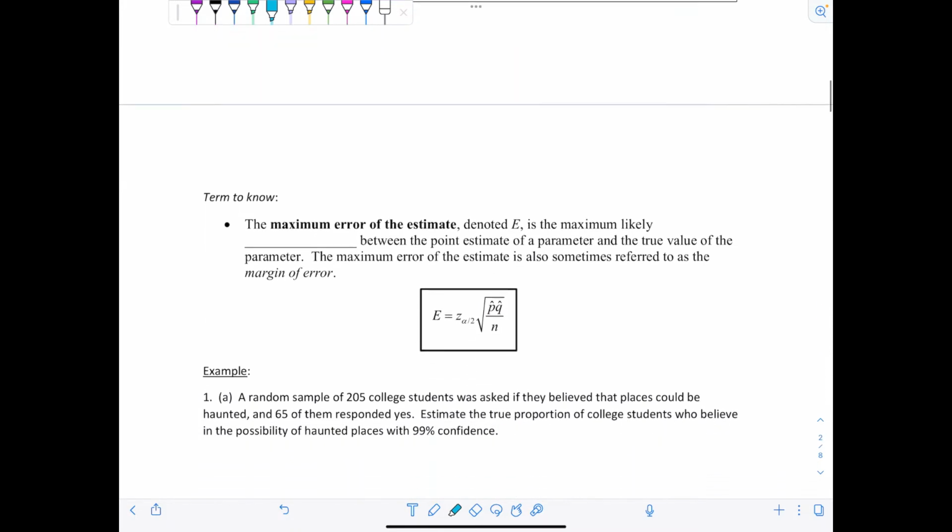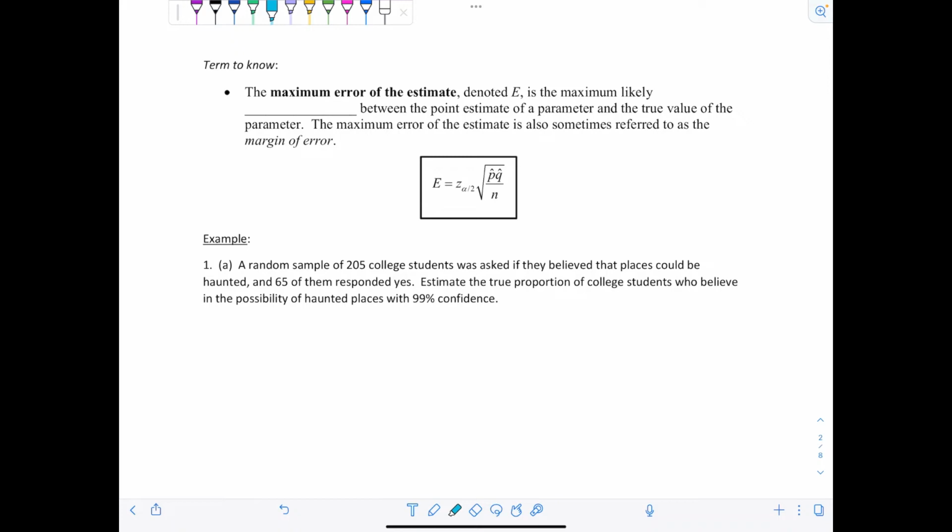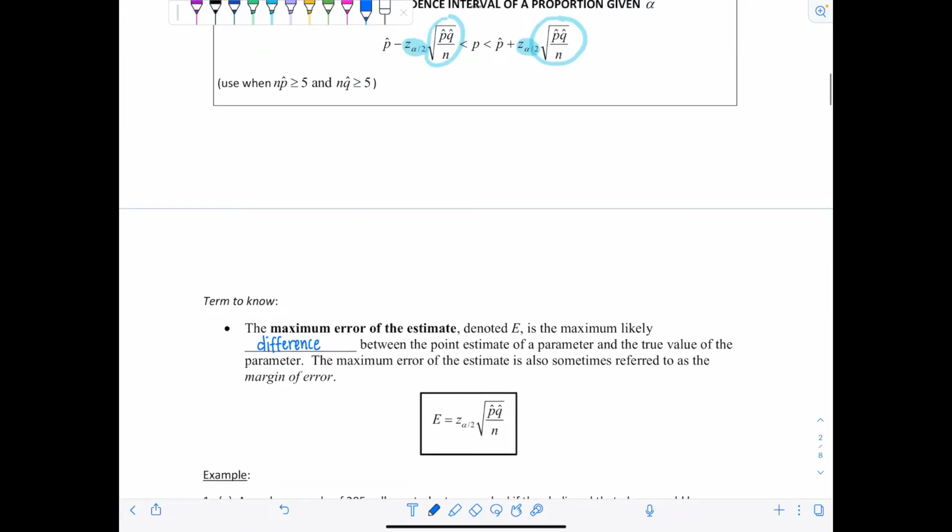Now some terms to know. The maximum error of the estimate, denoted by capital E, is the maximum likely difference between the point estimate of a parameter, so that's p hat, and the true value of the parameter. The maximum error of the estimate is also sometimes referred to as the margin of error. So here's the formula for the margin of error, or E. Notice it's z sub alpha over 2 times the square root of p hat q hat over n. And that's exactly what we saw up above for the confidence interval.